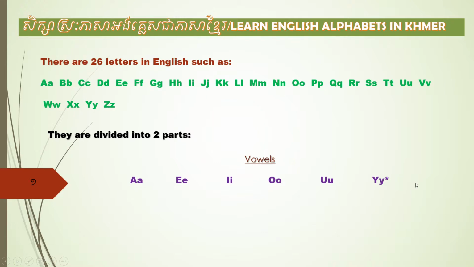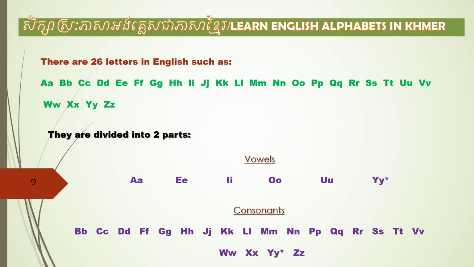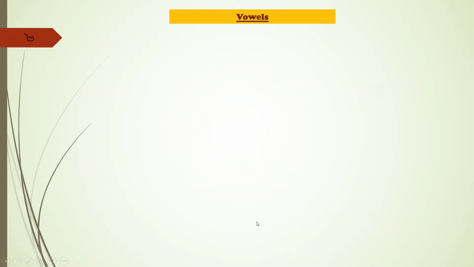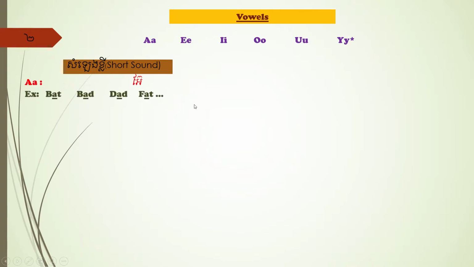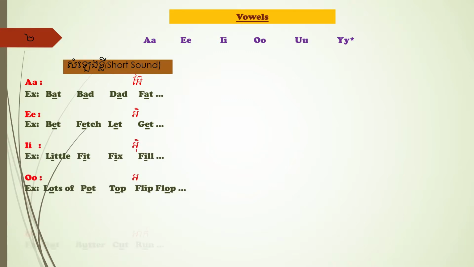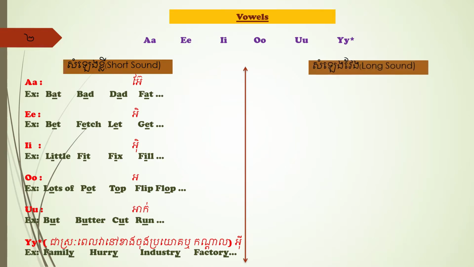And in the next video we're gonna learn about the combination of vowels together to make another new sound. And the second part is the consonants. We have consonants like this. And we were talking about the vowels, the short sound, with examples. And we studied more about the long sound, and here are the examples.